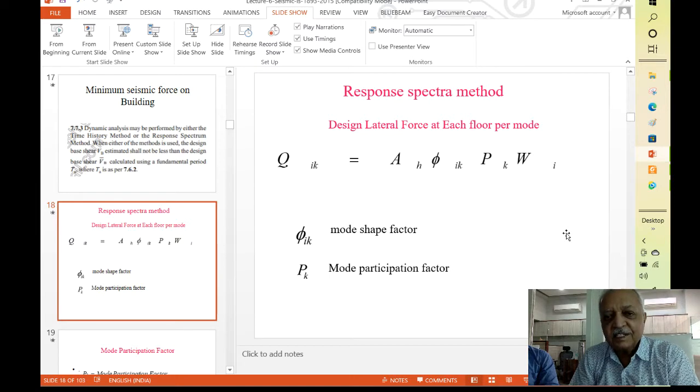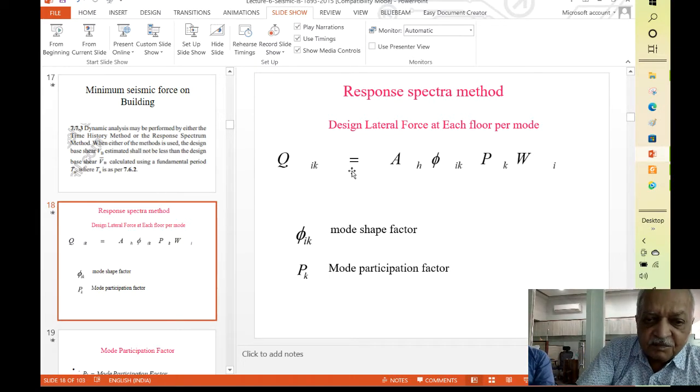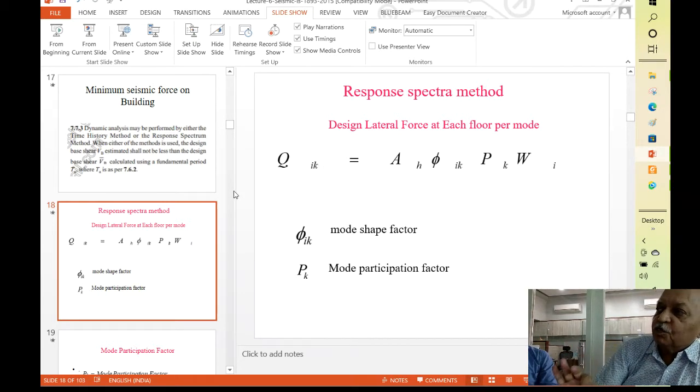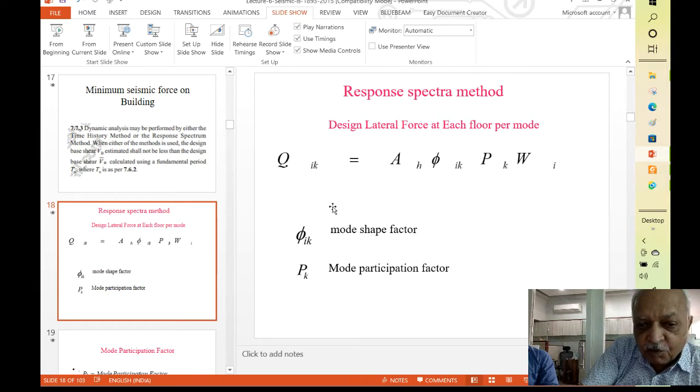Now having gone through that, we consider the second method, which we use on most occasions, and that is the response spectrum method. For the response spectrum method, the code has given directly an expression for calculating seismic force at a given level, that is at the ith floor and at the kth mode of vibration.